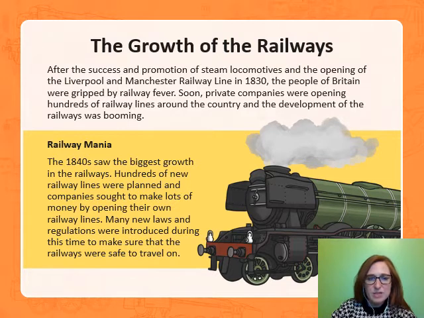The 1840s saw the biggest growth in the railways. Hundreds of new railway lines were planned, and companies sought to make lots of money by opening their own railway lines. Many new laws and regulations were introduced during this time to make sure that the railways were safe to travel on. Okay, you've got two more dates there and key events. Jot those down before moving to the next slide.